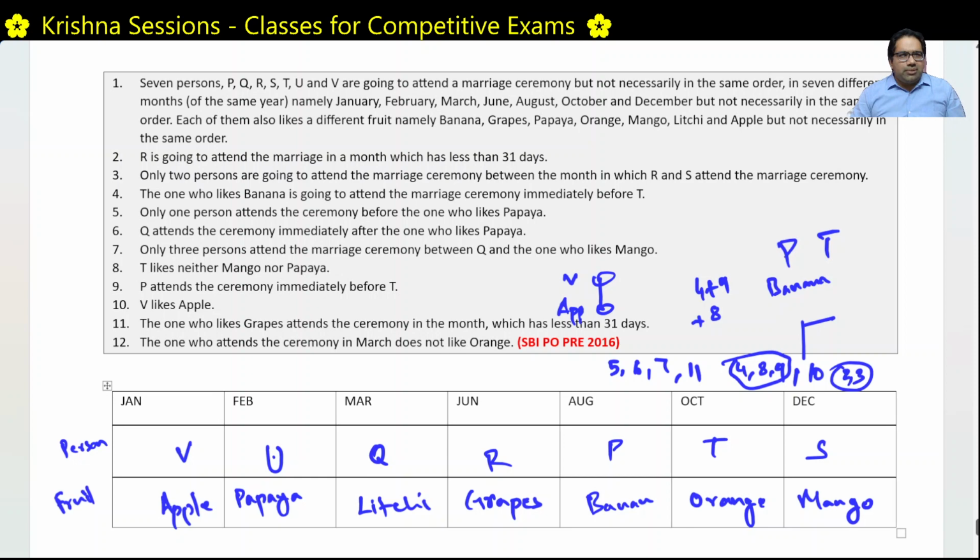Only three persons attend the marriage between Q and the one who likes mango. Q and mango, only three are there. T neither likes mango nor orange. P attends the ceremony immediately before T. Yes, P is banana. V likes apple.